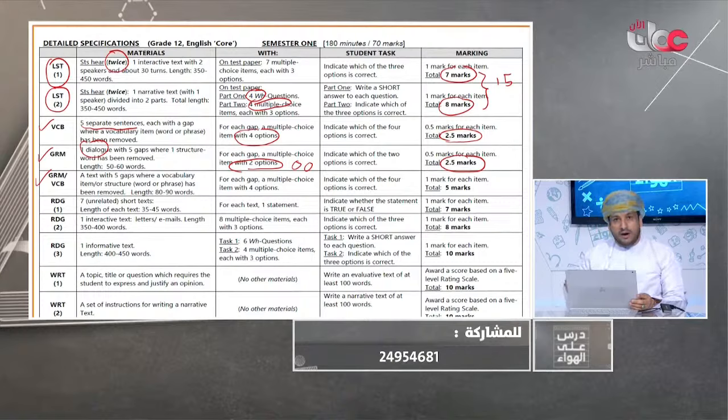So far we have 5 marks for grammar and vocabulary, and the last one here for grammar and vocabulary is a text with 5 gaps where a vocabulary item or structure will be removed. It will be a combination of grammar and vocabulary items, and they will ask you to choose. We have 4 options for each blank. The total for this question is 5 marks.